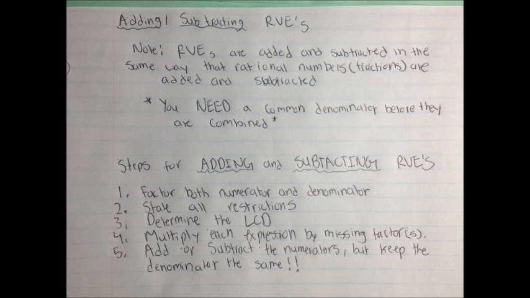So here are some of the steps for adding and subtracting. First, you must factor both the numerator and the denominator. The second is you need to state all restrictions. Third is you determine the lowest common denominator by finding the multiples of the denominators, or to see which one is missing from where, if you're dealing with variables. Four is multiply each expression by the missing factors. And five is you add or subtract the numerators, but you keep the denominator the same. Because if you were to add or subtract the denominators, then you might get an undefined fraction, or it just might not be good communication, and you might get the wrong answer.